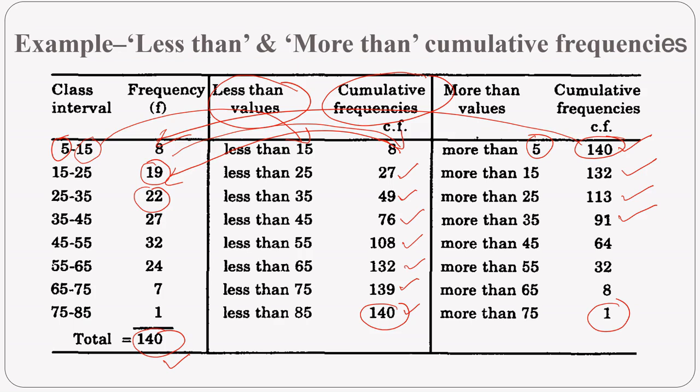But in the case of more than, we take the lower boundary value, and we take the total of the frequency, then we subtract whatever is there in the frequency and bring the value down. This is the method of doing problems with regards to less than cumulative frequency and more than cumulative frequencies. So I hope this example is clear to understand.